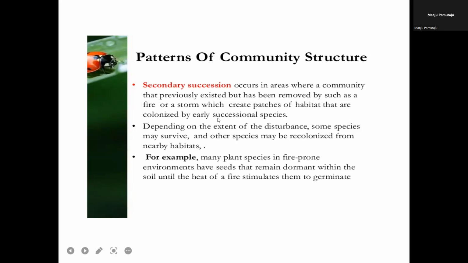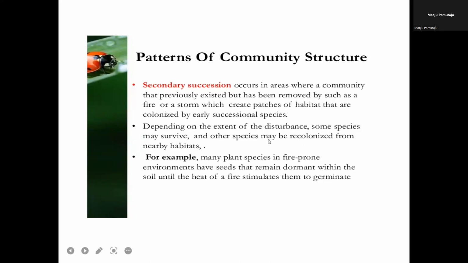If succession starts on this area, it is called secondary succession. In secondary succession, the area was already occupied by a community, but due to environmental disturbances like fires or storms, the area now has no living organisms. Some species may survive as perennating buds or similar structures, and other species may be recolonized.